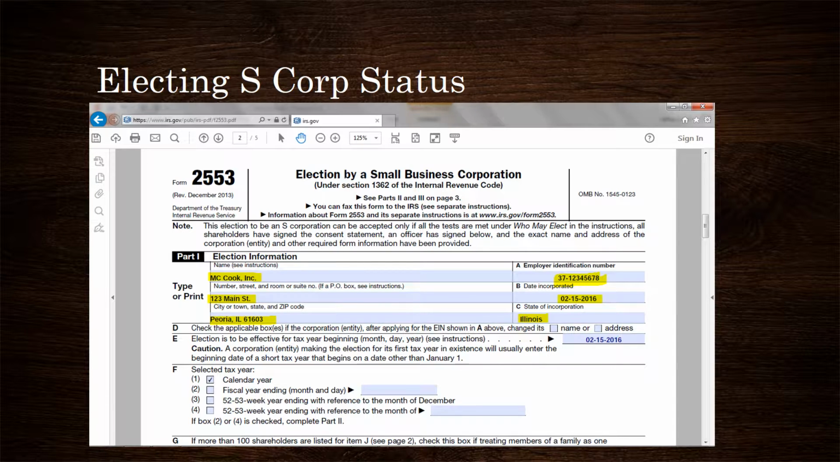In Box E, they would write in the first day of the tax year when the election will be effective. In Box F, they will indicate the corporation's tax year. Most S corporations use the calendar year.